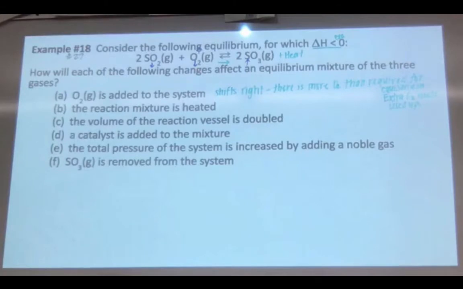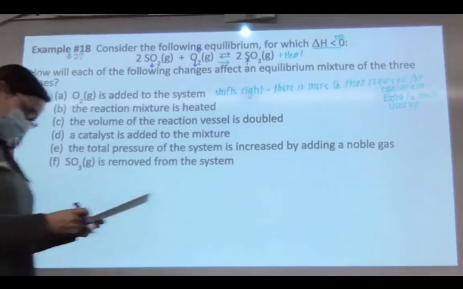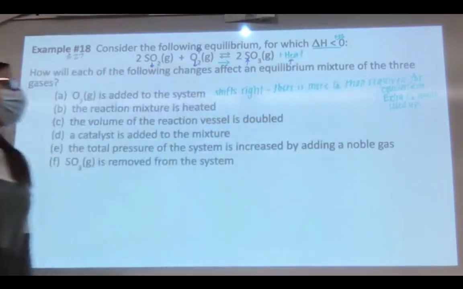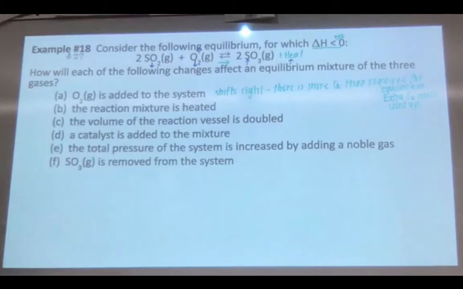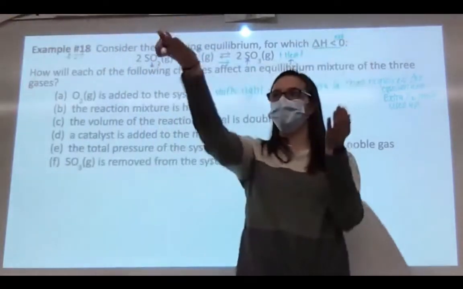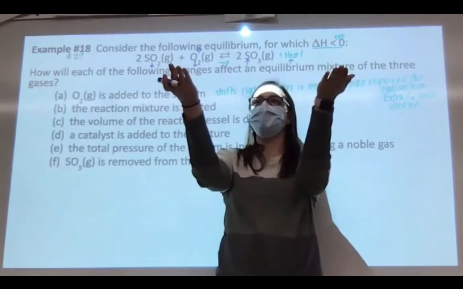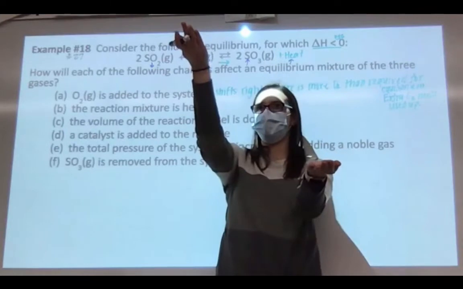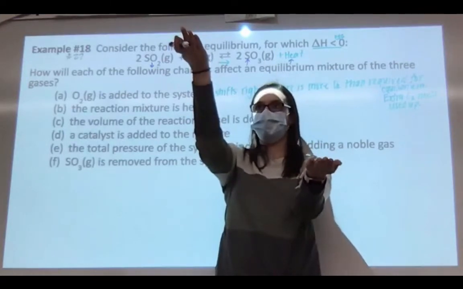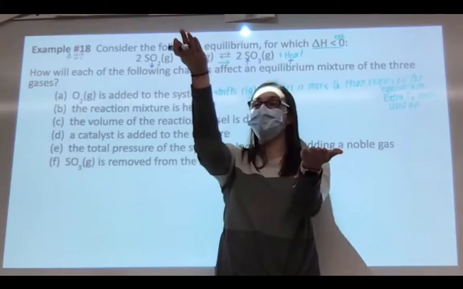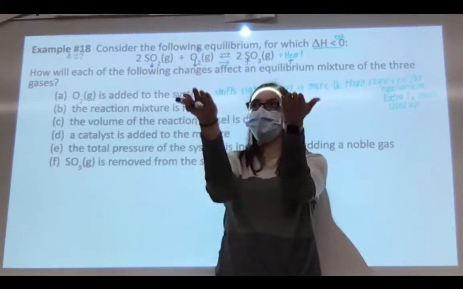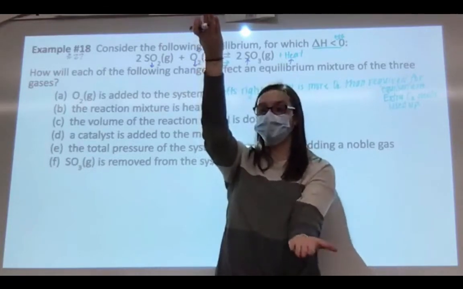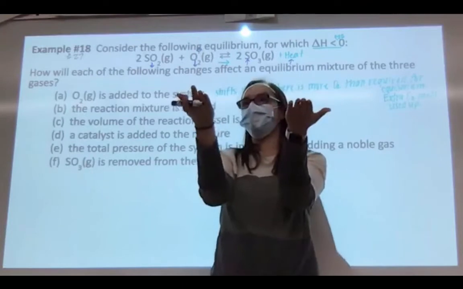Now for part B, the reaction mixture is heated. Well, if it's heated, that means that you're adding heat. This is why thinking about heat as a reactant or a product is useful. So here are your reactants and your products. It's at equilibrium. If you heat this reaction mixture, well, you're adding more to the product side. The ratio is off. So the reaction is going to respond in a way that brings it back to equilibrium. And so if you have too many products, you need to use up your products and create more reactants.